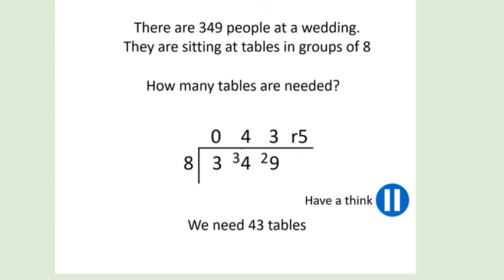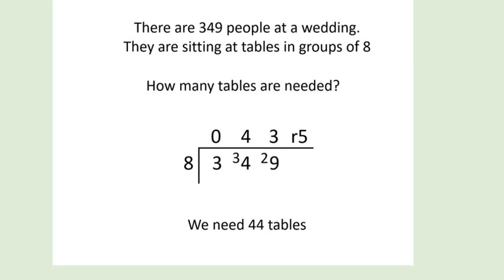Good spot, everybody. Remainder 5 means 5 people. You'll need 43 tables of 8 people, but there are 5 people that are still left without a table. Where are they going to sit? So actually, we will need an extra table, which means that we will in fact need 44 tables to seat everybody at the wedding. Well done if you spotted that. That was a really challenging question.